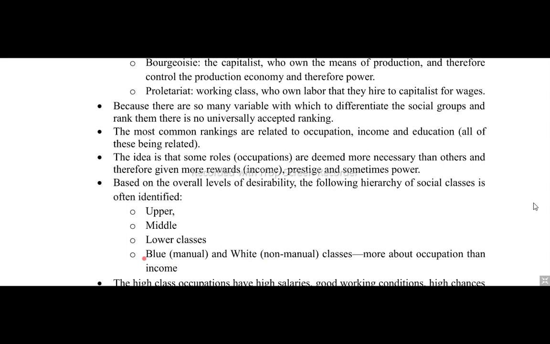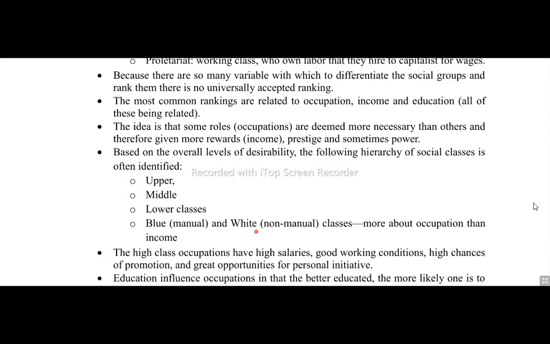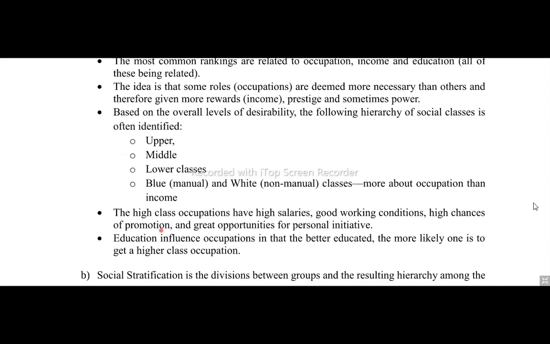So this fourth one may fall under any of these, because, for example, if you're in upper class, you may be in a white collar job. If you're in middle class, you may be in either a white collar job or a blue collar job. In the lower class, you may be in a blue collar job. The high-class occupations have high salaries, good working conditions, high chances of promotion, and great opportunities for personal initiative.